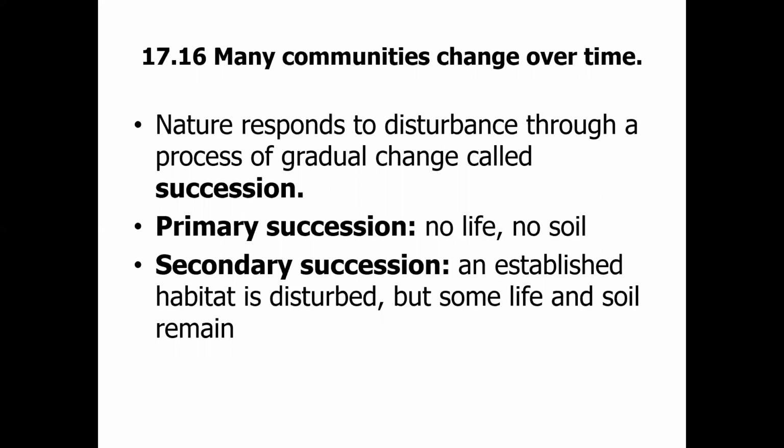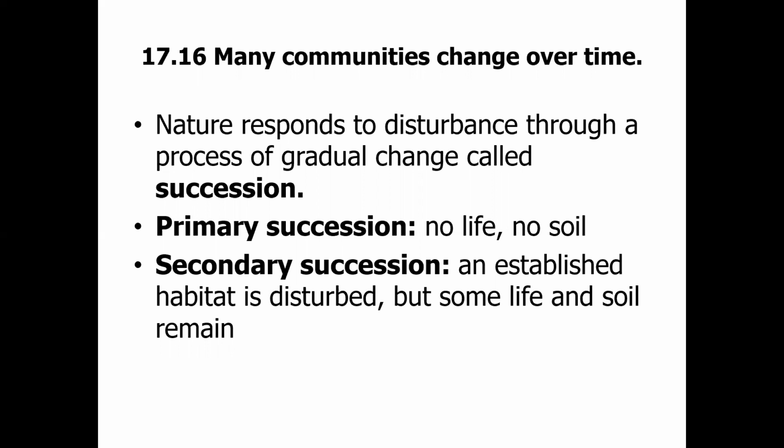It's a process of gradual change. And succession has two types. We have primary succession and we have secondary succession. With primary succession, in this case, there is no life when this process starts and there's no soil. There's no ability to get life when we start primary succession. Ultimately, the goal is getting to what's called a climax community, which is a stable community of whatever ecosystem we're looking at.